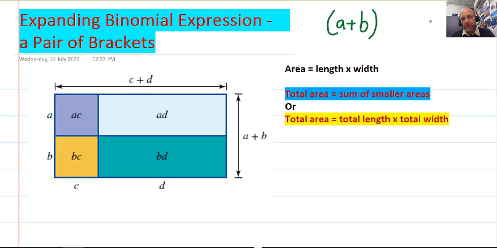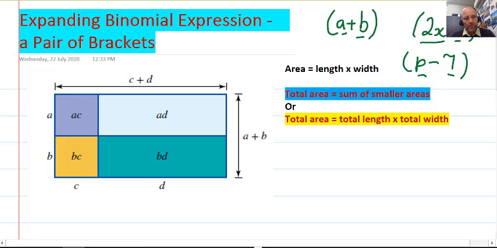Another example is 2x plus 4. It has two terms in it, the 2x and the 4. This one had two terms, A and B. Last example, P minus 7. P and 7 are the two terms. Bi, meaning two, binomial, two terms. Okay, we're dealing with pairs of brackets.